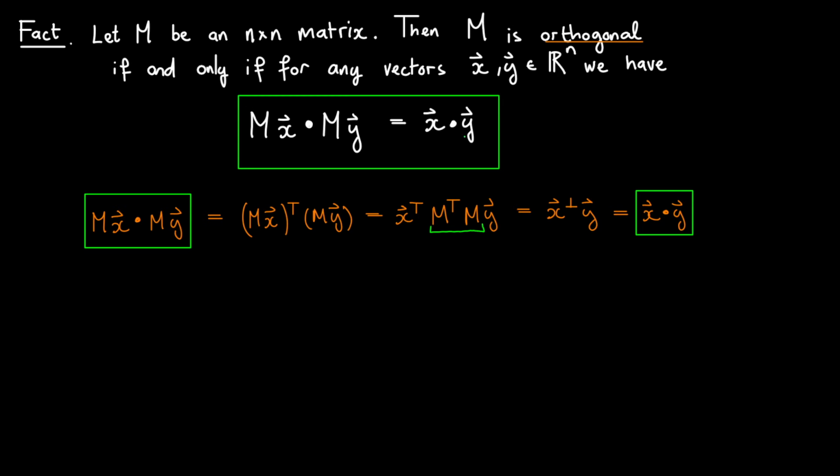Now let's begin with a matrix. Let's assume that we're going to suppose that M preserves dot product.